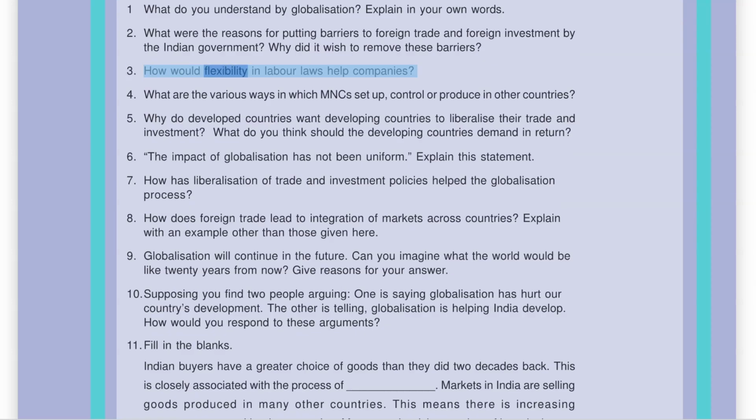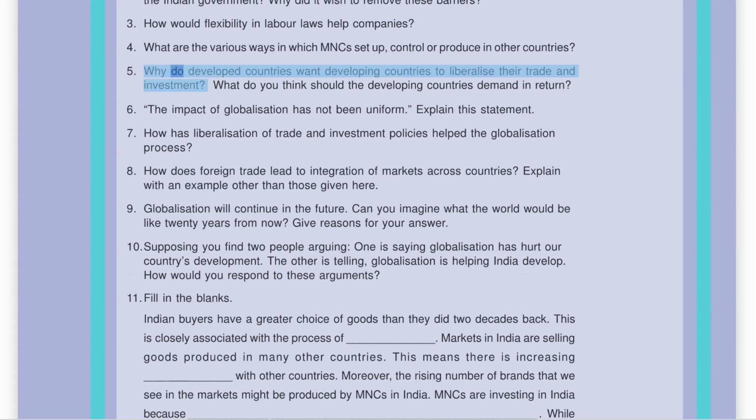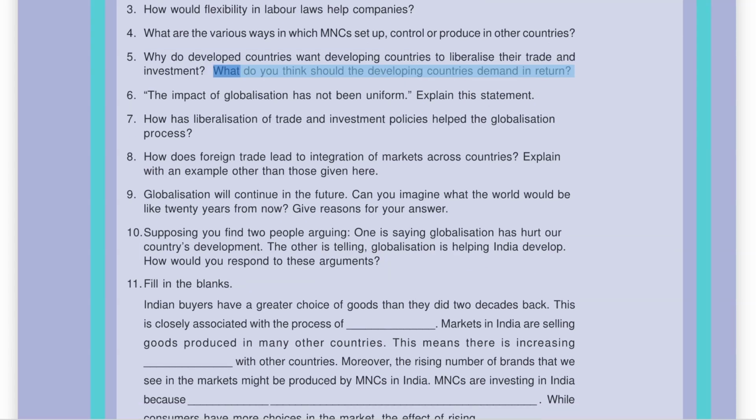3. How would flexibility in labor laws help companies? 4. What are the various ways in which MNCs set up, control, or produce in other countries? 5. Why do developed countries want developing countries to liberalize their trade and investment? What do you think should the developing countries demand in return?